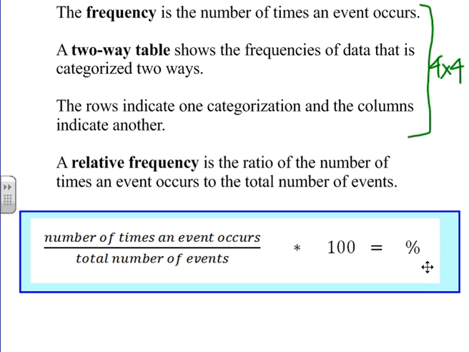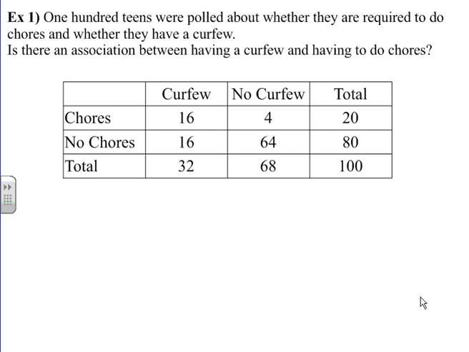You can note that you can use relative frequencies to decide if there is an association between two variables or events. The higher the percentage, the more likely there is an association. So let's take a look here at a problem. 100 teens were polled about whether they are required to do chores and whether they have a curfew. Question being, is there an association between having a curfew and having to do chores?